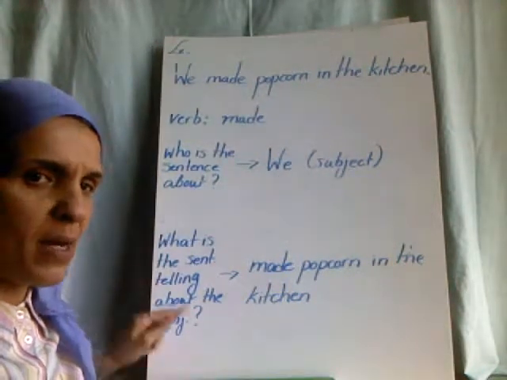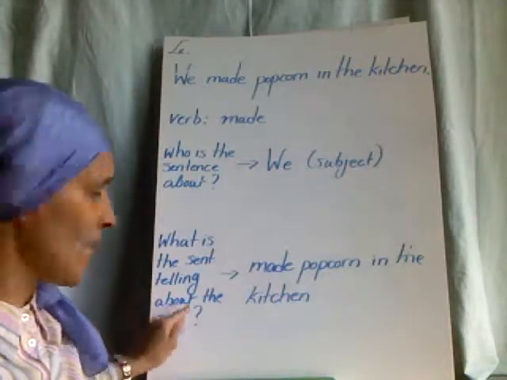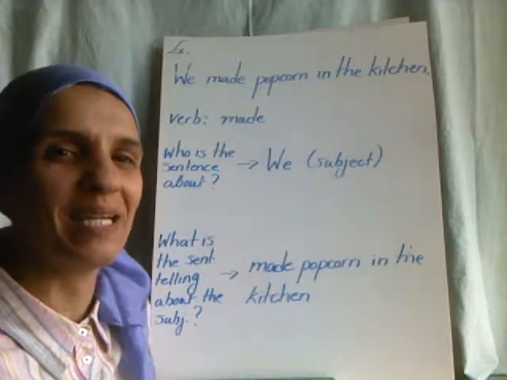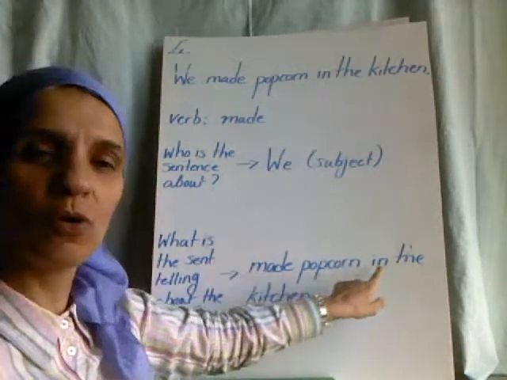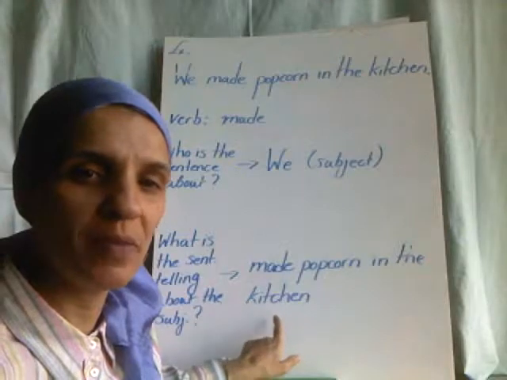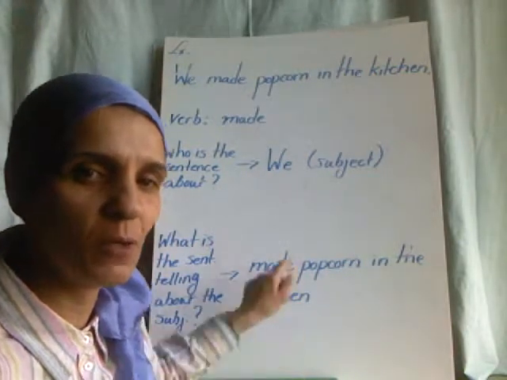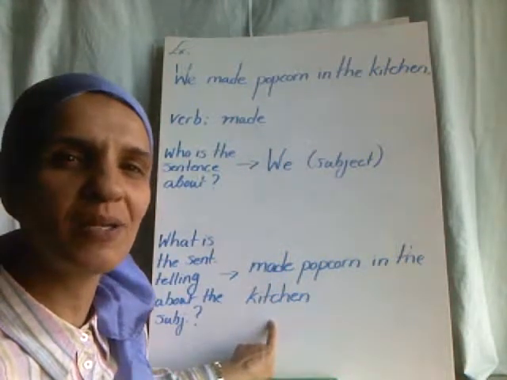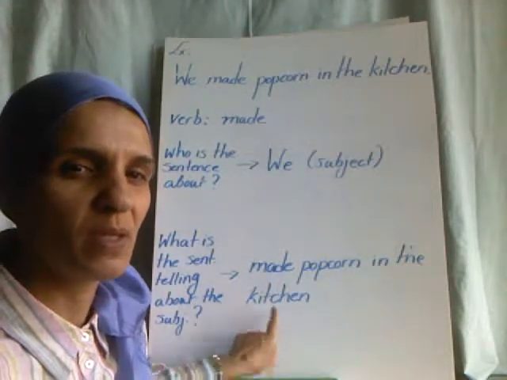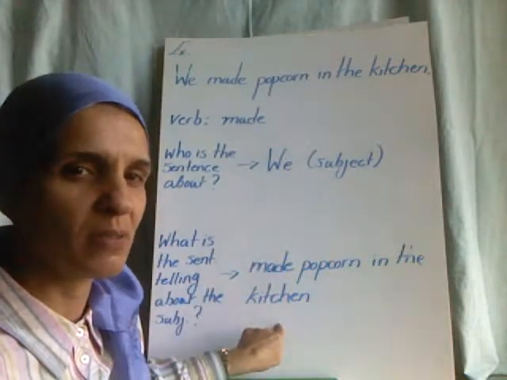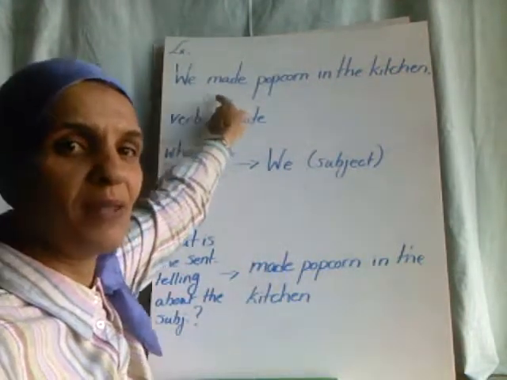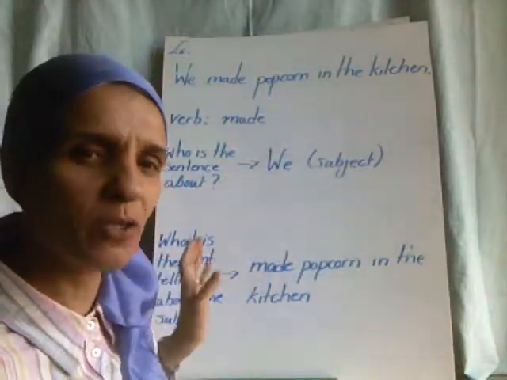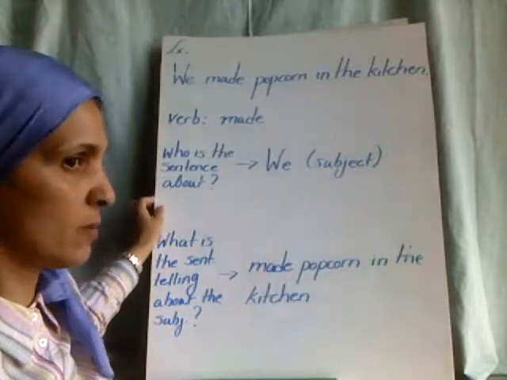Then what is the sentence telling me about the subject? What is the sentence telling me about we? What did we do? Made popcorn in the kitchen. So there you go, that is your predicate. We is your subject, and made popcorn in the kitchen is your predicate. Subject, and the rest of the sentence is your predicate. They are also known as complete subject and complete predicate.